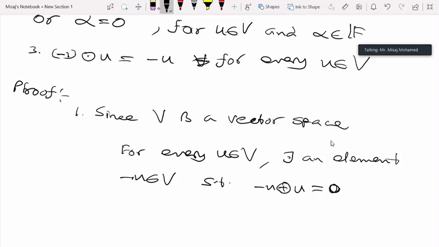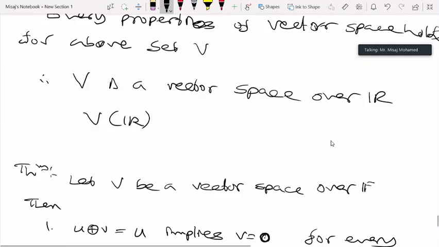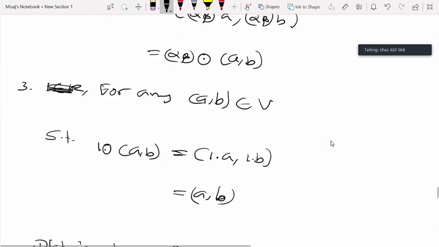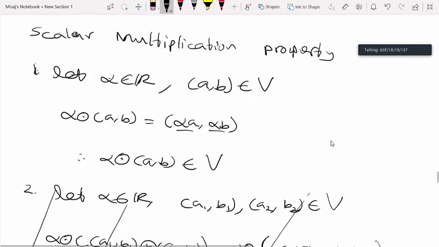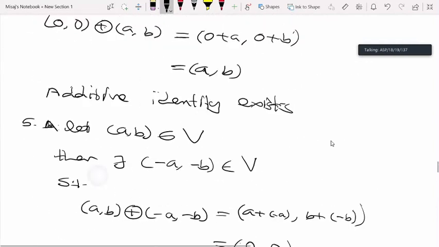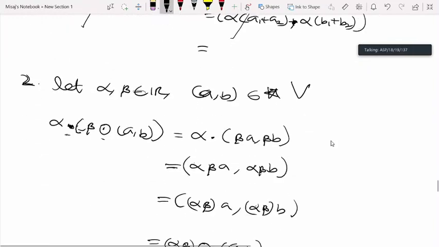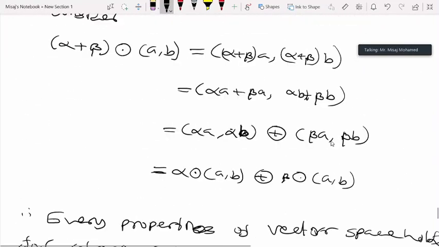Is it correct? By which property? Additive inverse. That means existence of the additive inverse here.